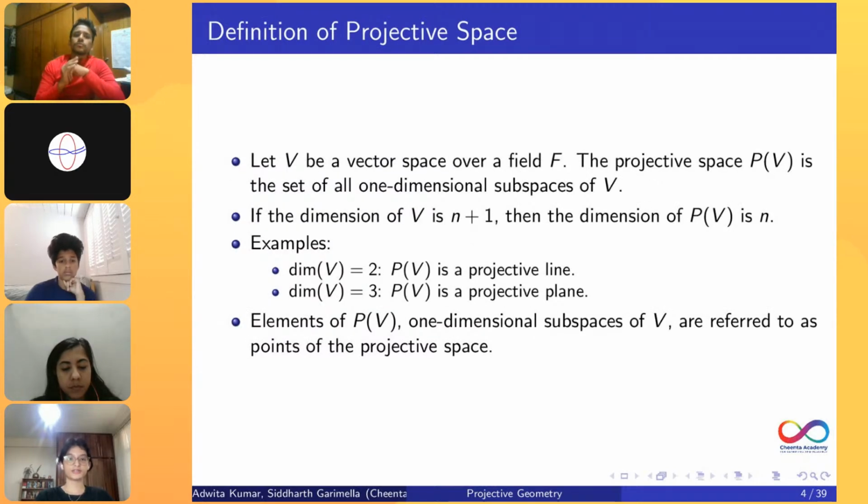So the definition of a projective space. Let V be a vector space over a field F. The projective space P(V) is the set of all one-dimensional subspaces of V. If the dimension of V is n plus 1, then the dimension of P(V) is n. Examples: if dimension V equals 2, then P(V) is a projective line. If dimension V equals 3, then P(V) is a projective plane. Elements of P(V), the one-dimensional subspaces of V, are referred to as points of the projective space. Next slide, please.